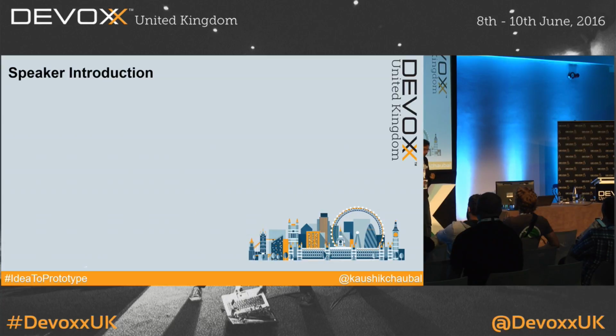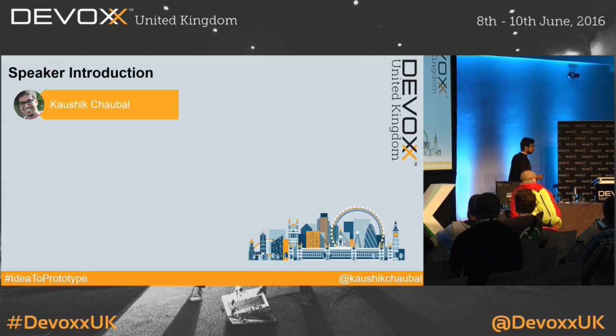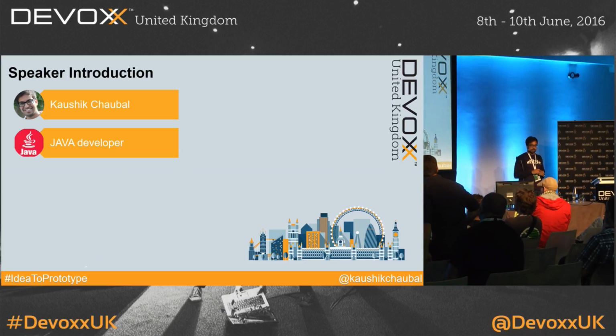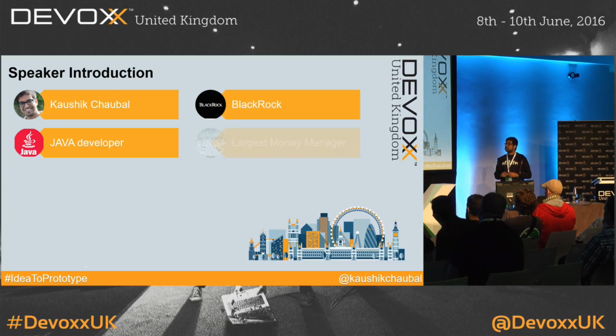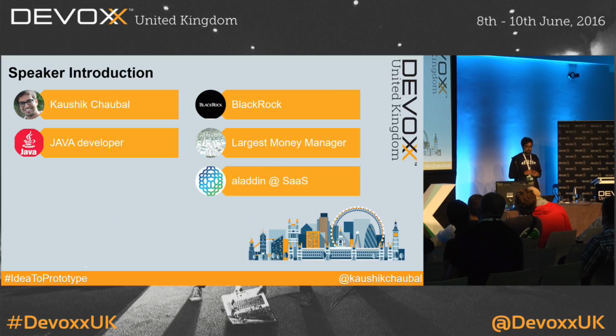So very quickly, I'm going to do a very quick introduction about myself, and then we'll just jump into the topic. So I'm Kaushik. I'm primarily a Java developer. I work in a company called BlackRock, which is the world's largest asset management company or money manager. And we also do something called Aladdin, which is essentially a software as a service.